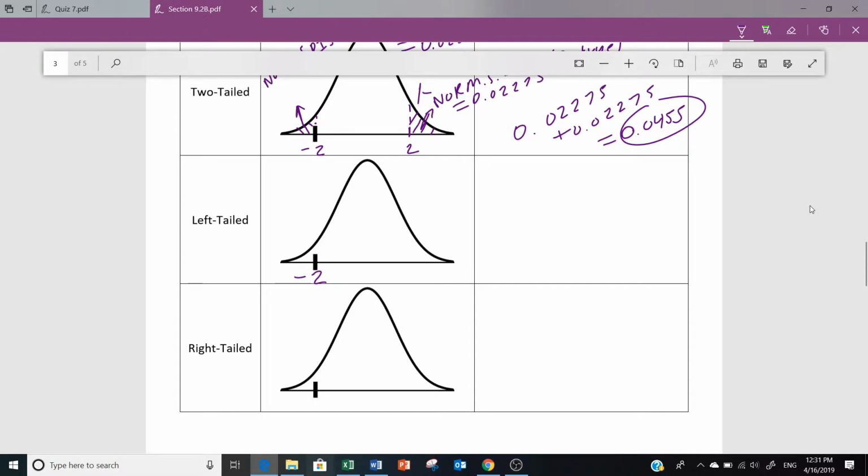So in this case, these are 0.02275. So these are 2.5%. Yeah, they're all 2.5% because 5% is the total. You have 2.5% on both sides.